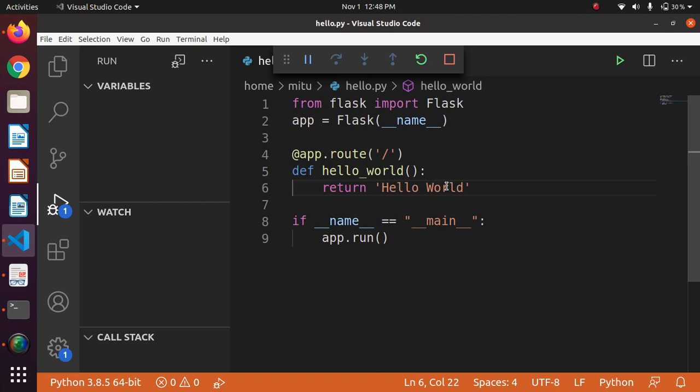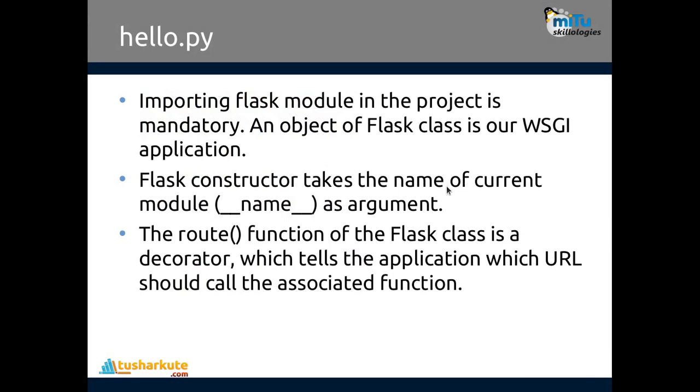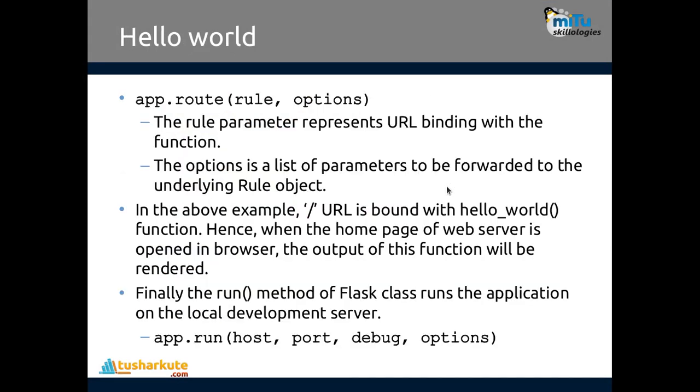Now let's talk about it in detail. Now see this one, hello.py. So what we have explained is mentioned over here. Now route contains rule and options. I am not using anything. I have just given the rule, that is slash, by which you can call the respective function. And finally the run method of the Flask class runs the application on the local development server.